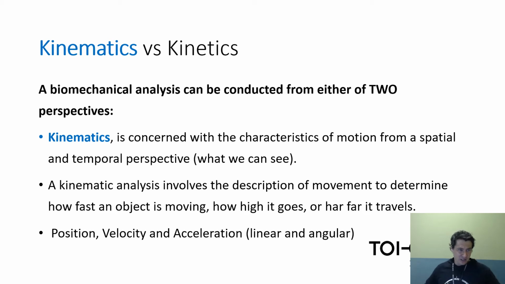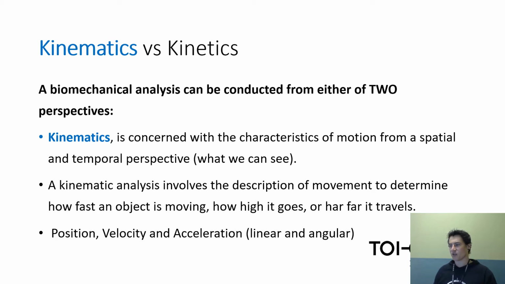Kinematics versus kinetics. In a biomechanical analysis, these can be conducted from either of two perspectives. One is kinematics and the other is kinetics. So kinematics, underline the matics part. I think of matics as movement, and movement we can see. That's pretty much the key thing to take from kinematics: movement that we can see. It's concerned with the characteristics of motion from a spatial perspective, so movement within space, and a temporal perspective. Temporal means time, so what we can see, generally over time.